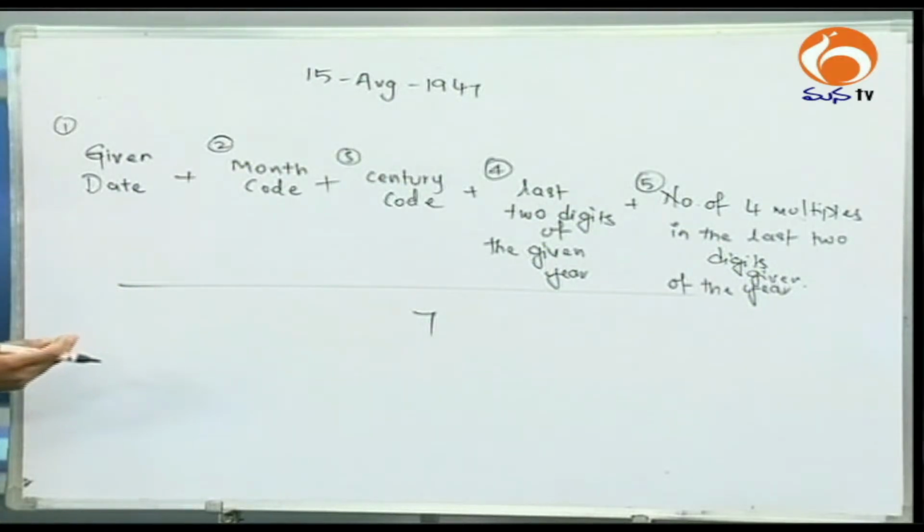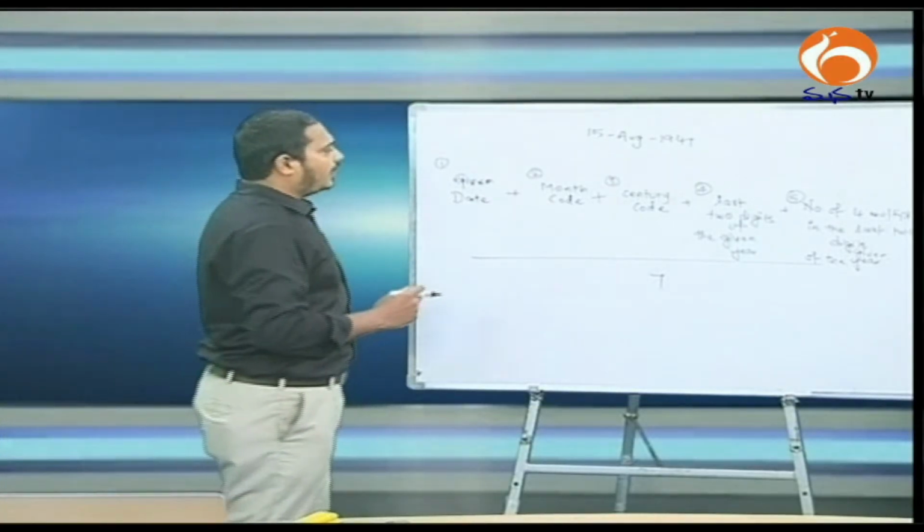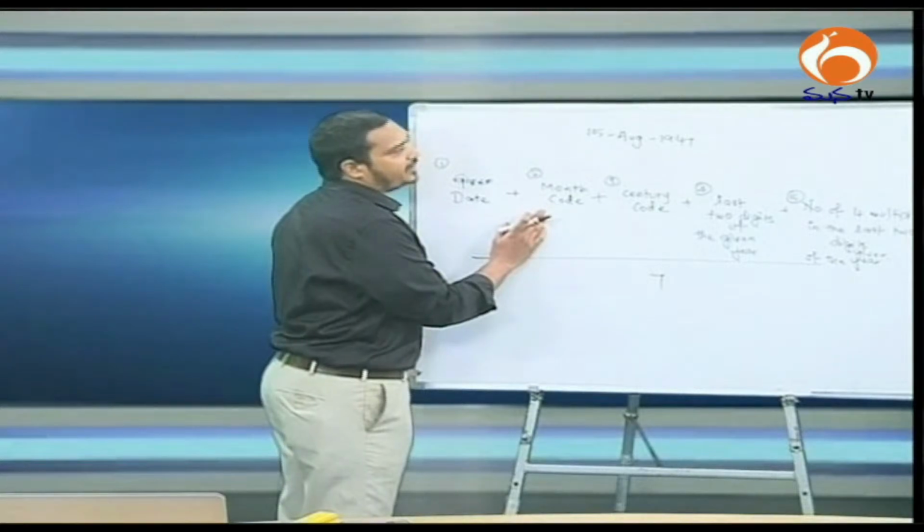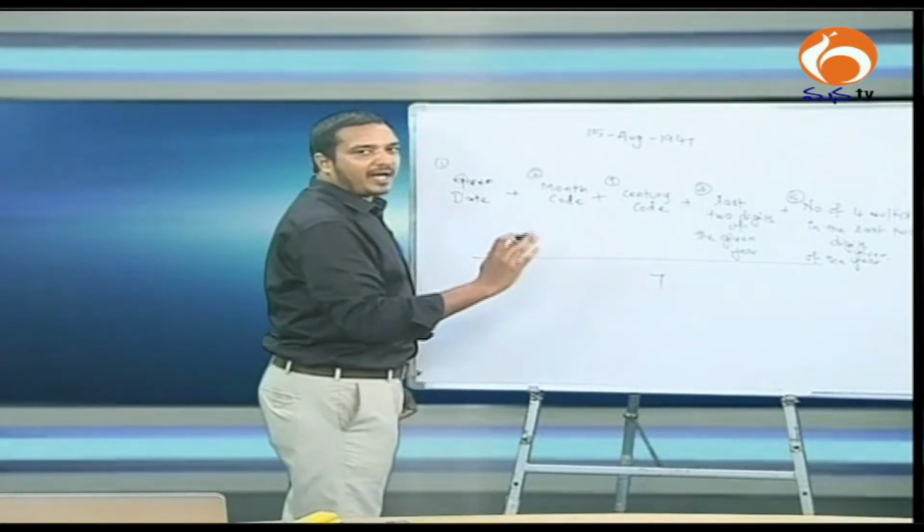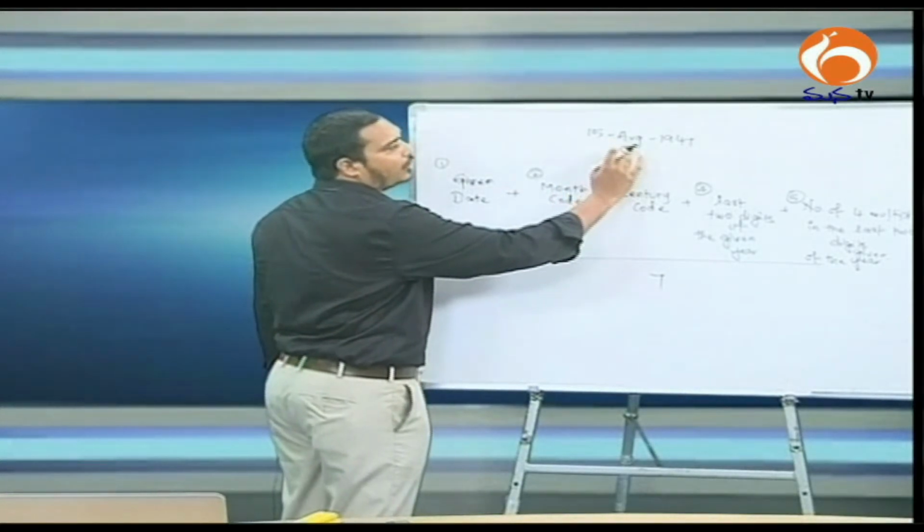Whichever date you want to find out, that is 15. And then month code. Most probably we need to write our date format in this way, 15 August 1947.